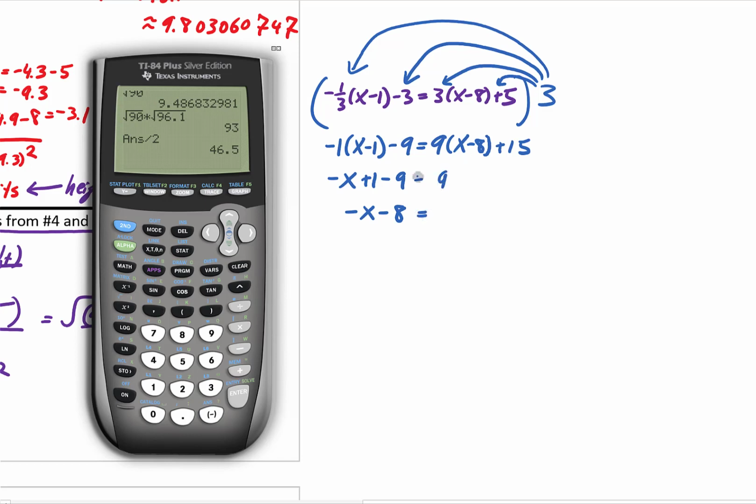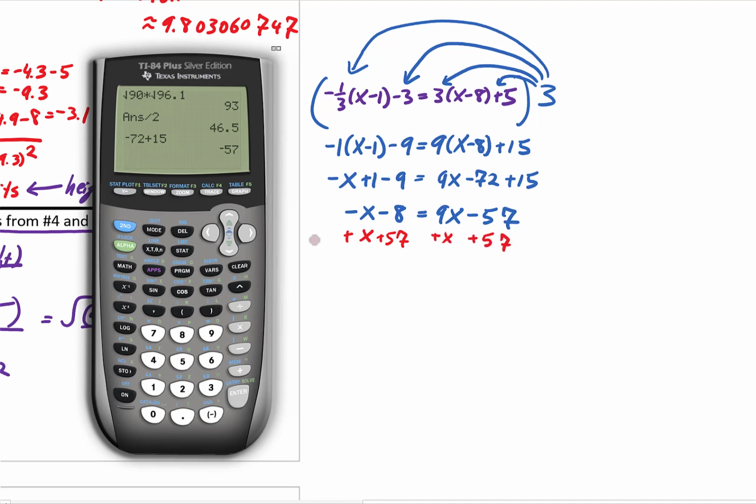Here this becomes 9x minus 72 plus 15. Negative 72 plus 15 gives me minus 57. So what I'll do is I'll add x and add 57 to both sides. And I will get 49 equals 10x. And so x becomes 4.9, exactly like we had earlier.